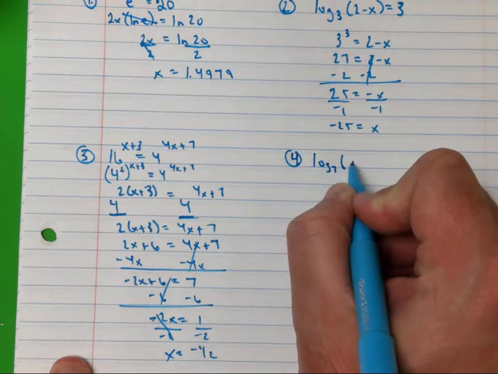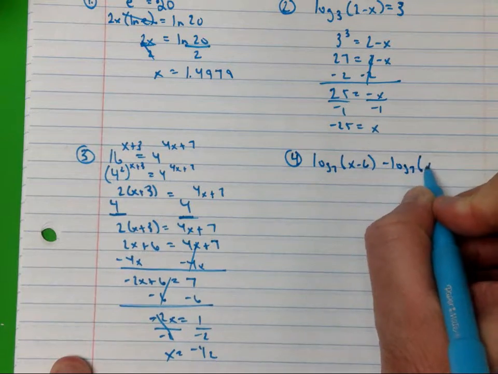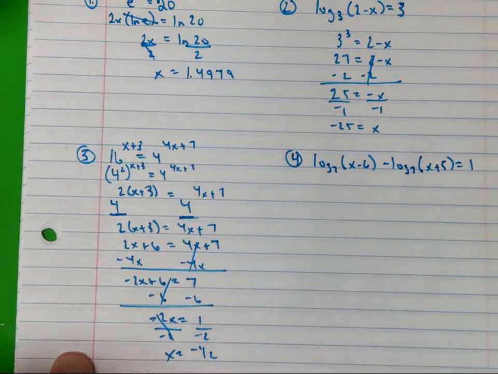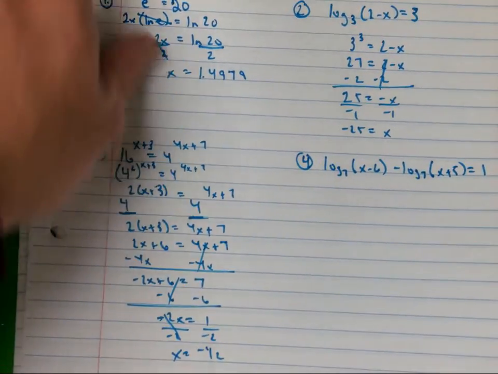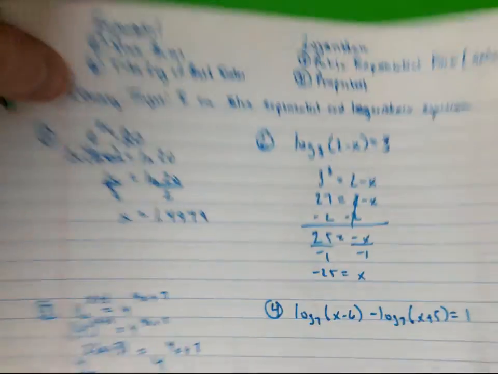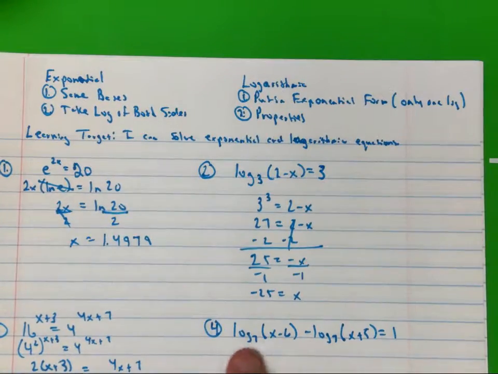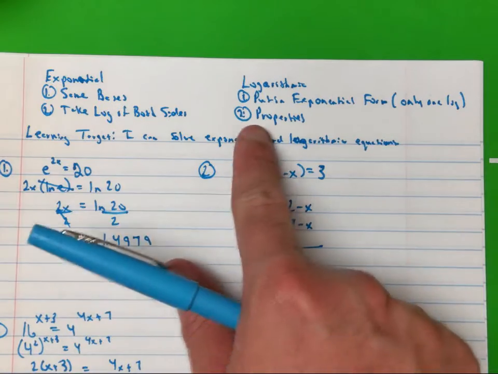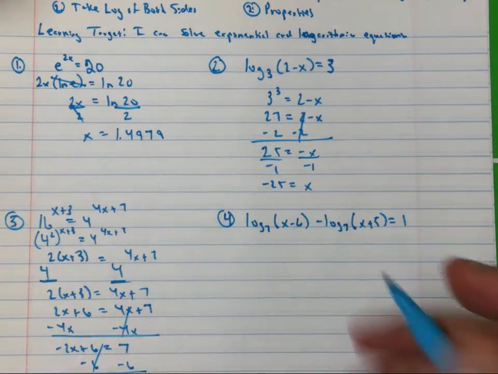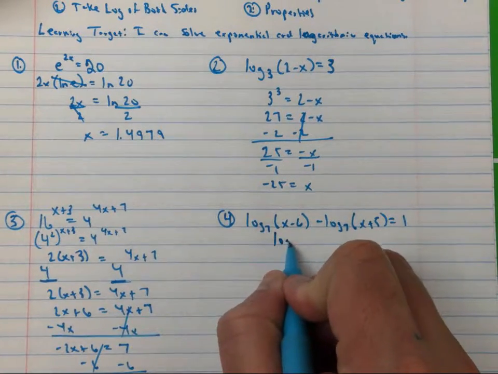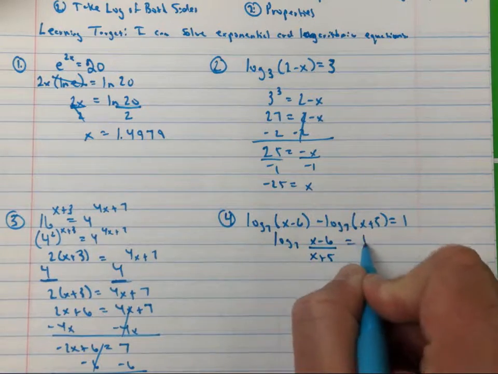Log base 7 of x minus 6 minus log base 7 of x plus 5 equals 1. Okay? This is logarithmic because you see the logs in there. And if you look back at our toolkit strategies, you can put it in exponential form if there's only one log, but there's multiple logs here, so we can't do that. So we need to use our properties to condense. Well, I see there's a minus there. That's the quotient rule. So I'm going to condense it to 1 log, x minus 6 over x plus 5 equals 1.